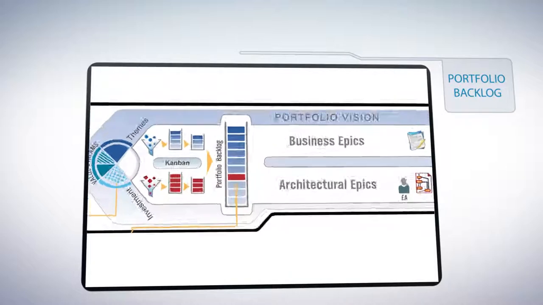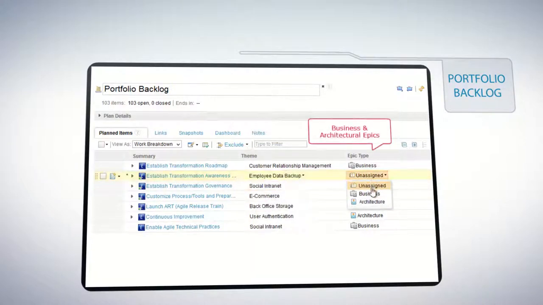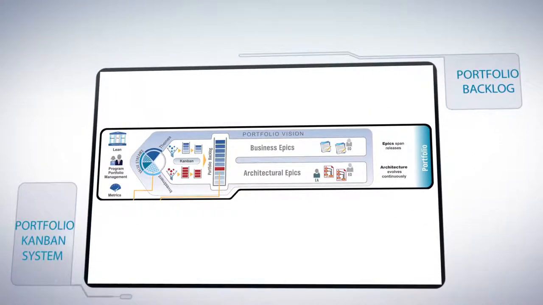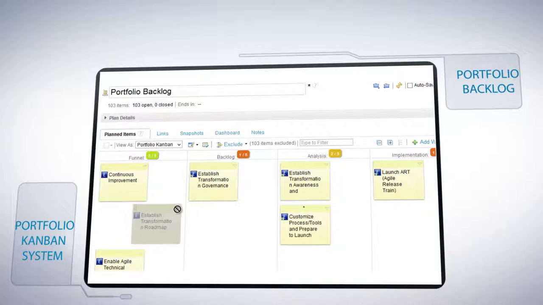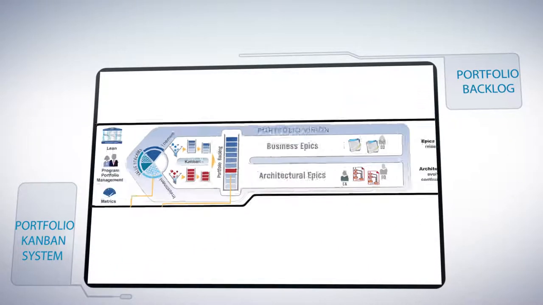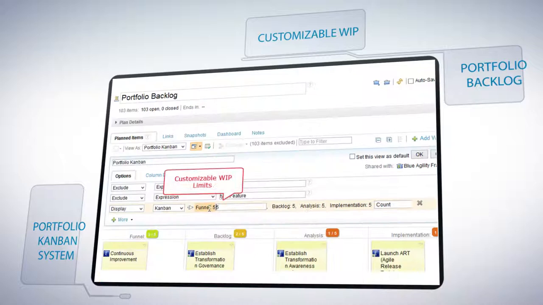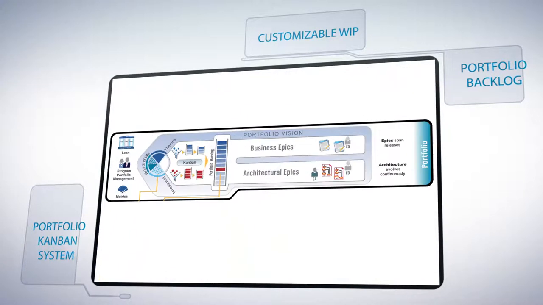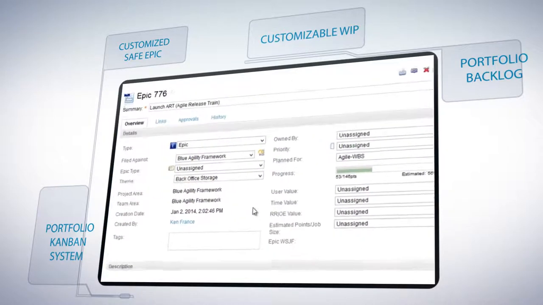You can effectively manage your investment themes and epics in the portfolio backlog. In the Portfolio Kanban and Portfolio Backlog, you will be able to identify and analyze business epics and architectural epics, and ultimately schedule them for implementation, pending approval. You can also capture both business epics and architectural epics in the Kanban system, which establishes an upper limit to the work in progress, or WIP, limit. Define your business and architectural epics, and review epic progress from the portfolio backlog itself.